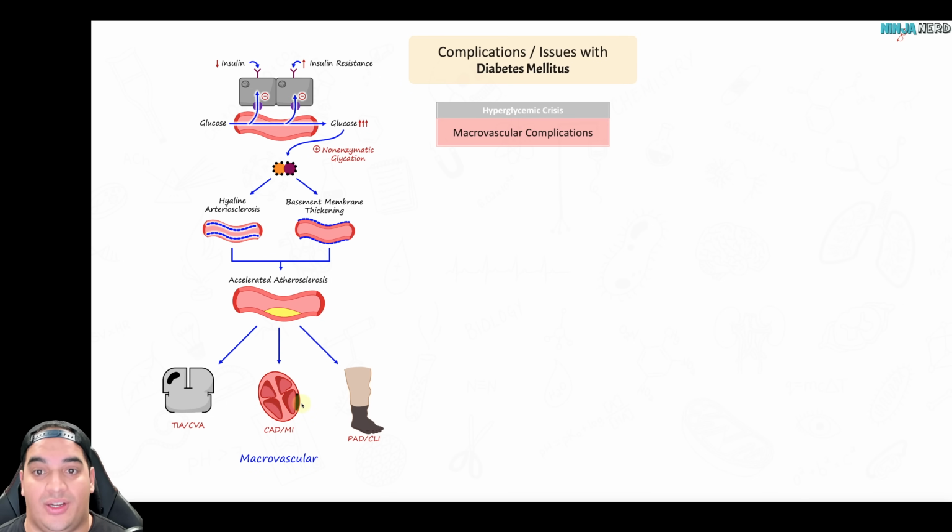So big things like strokes, TIA, again, myocardial infarction, CAD, PAD, critical limb ischemia. There's other vessels that can become atherosclerotic and they can cause injury, but particularly more at the smaller microscopic level. This is going to be something that we call diabetic nephropathy and retinopathy.